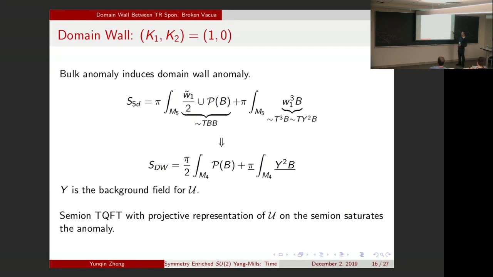And now we can come back to revisit our puzzle from the beginning. Our puzzle originates in the fact that we have misidentified global symmetries on the domain wall. So here, Y is the background field for the unitary symmetry U. If we turn on the correct background, we can indeed check that the semion with T and projective representation U on the semion indeed saturates such an anomaly.